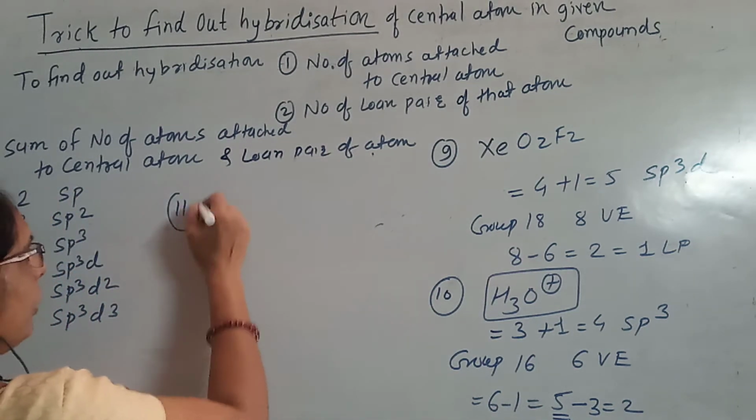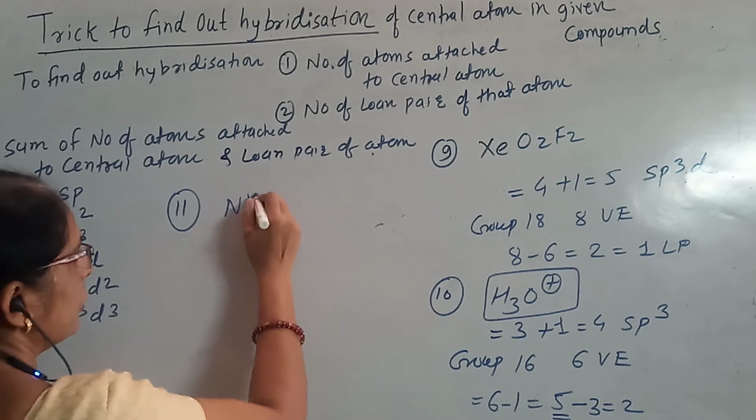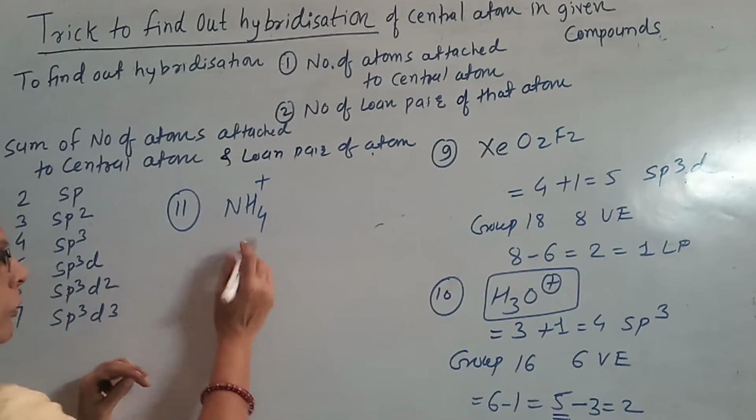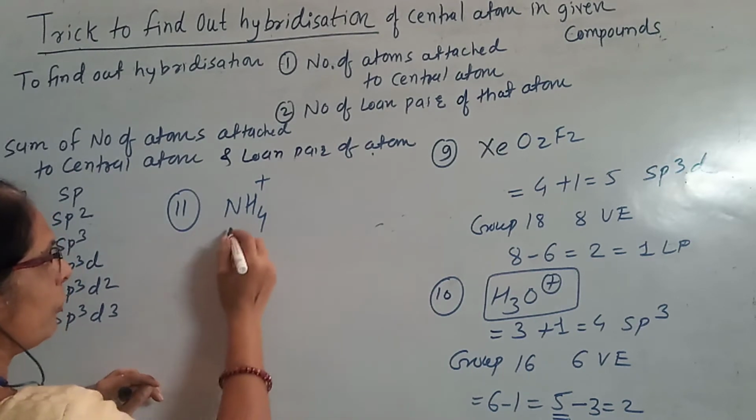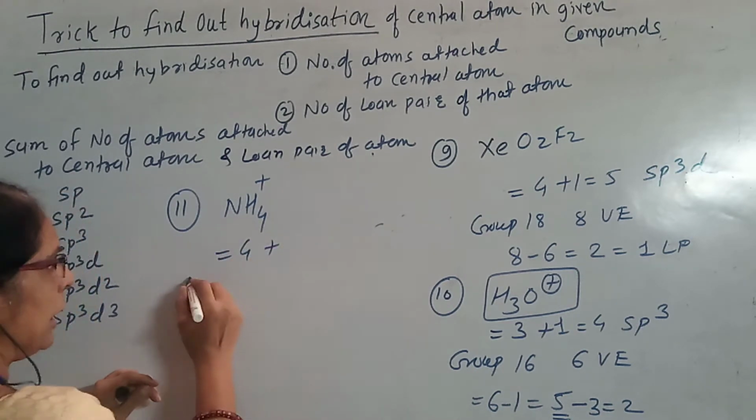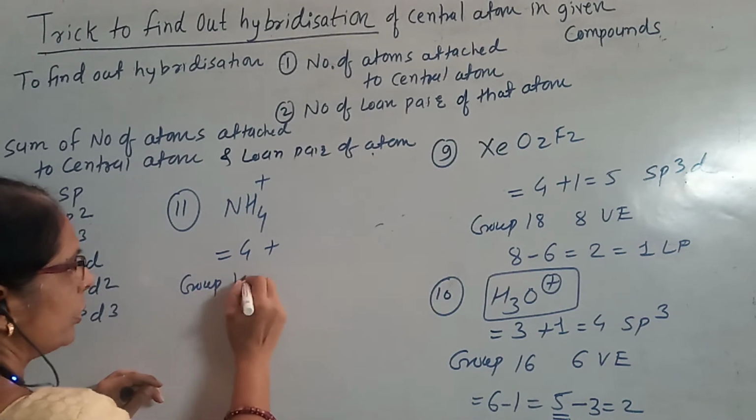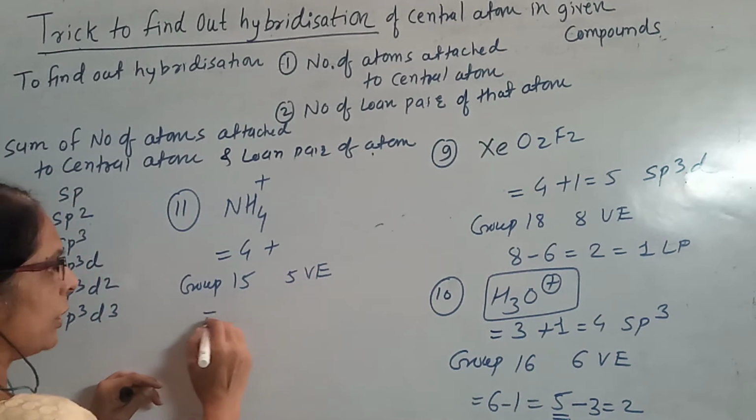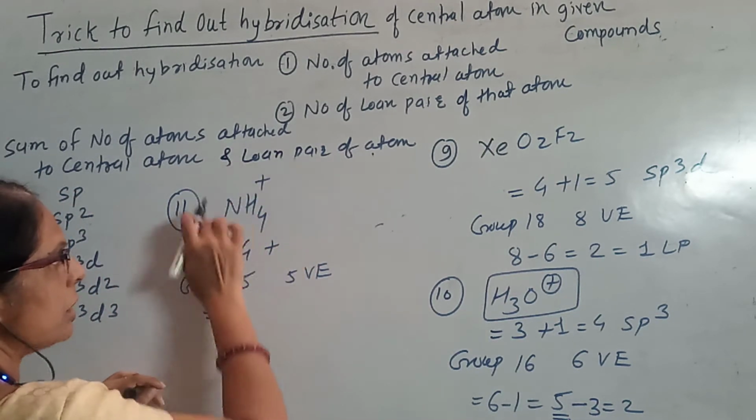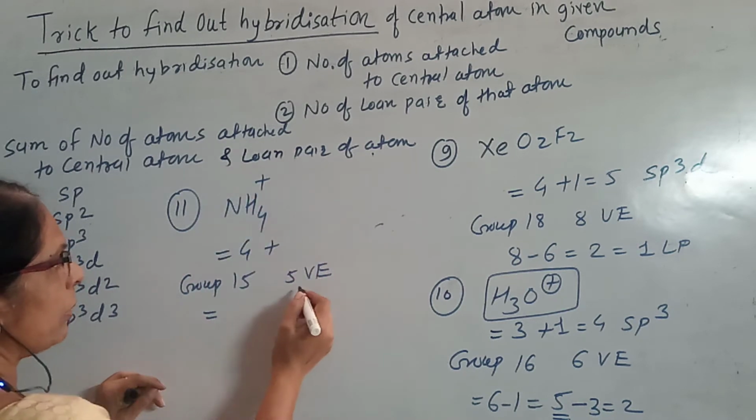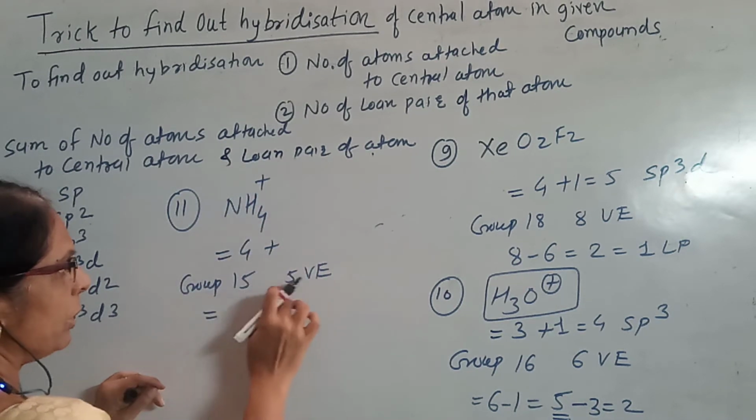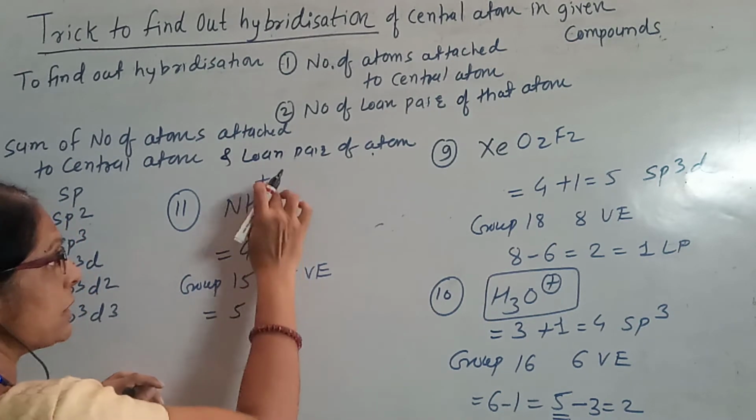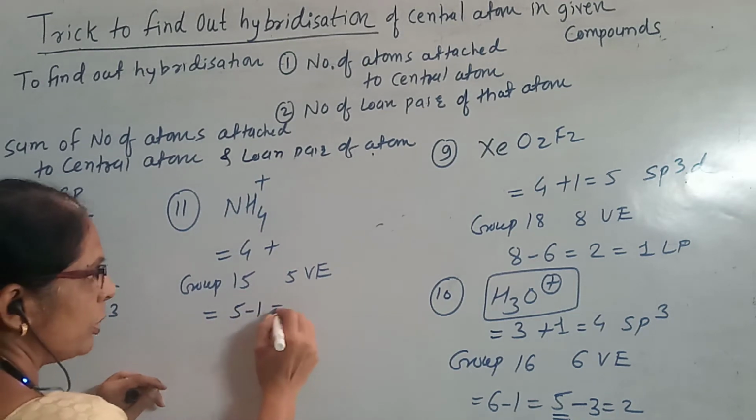Let us consider one more example, the ammonium ion. Similarly in ammonium ion, the number of atoms bonded are 4. Nitrogen is a group 15 element. It has 5 valence electrons. But in this ammonium ion, it has a plus charge, so we have to minus 1 because of the plus charge.